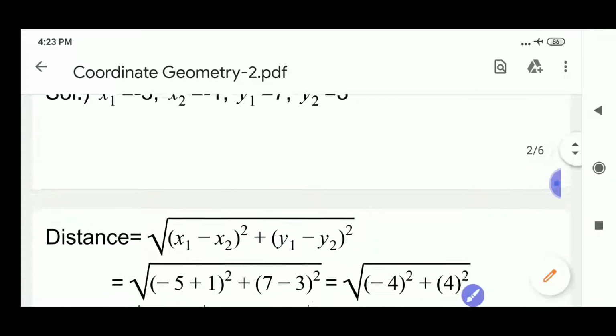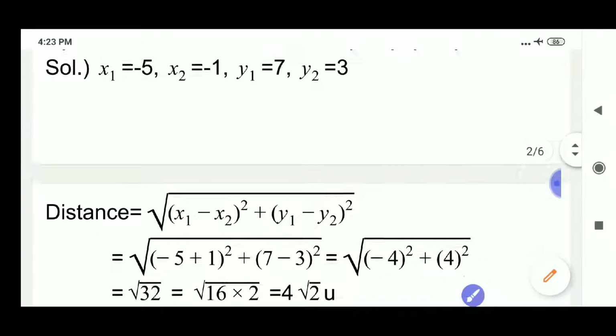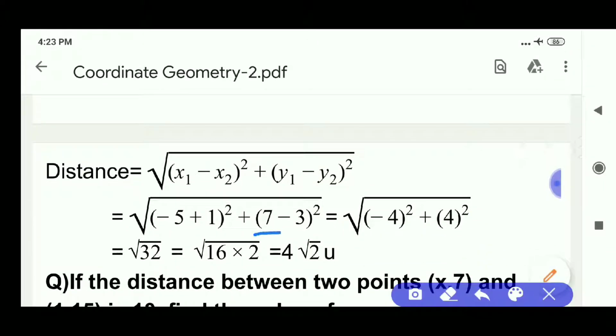And what is y1? y1 is 7. And what is y2? It is 3. So y1 minus y2 is 7 minus 3. It becomes root over (minus 5 plus 1, that is minus 4) whole square plus (7 minus 3, that means 4) whole square. Minus square is plus. 4 square is 16 and 4 square is 16. 16 plus 16 is 32.